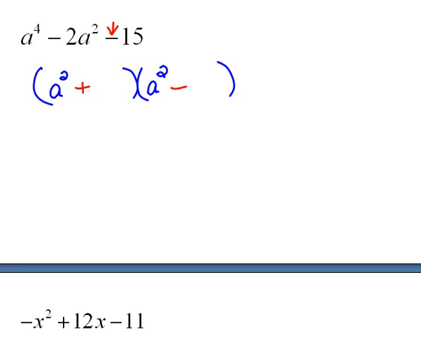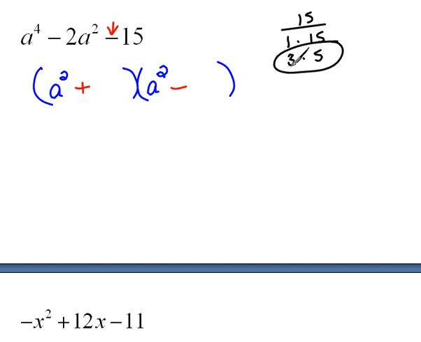Now, 15. Let's think about this. Our factors of 15 would be 1 times 15 or 3 times 5. Which one of these combinations is more likely to give us a 2? The 3 and the 5?